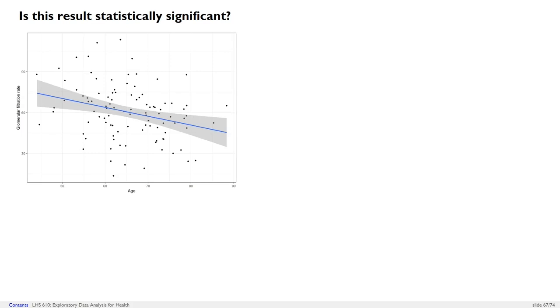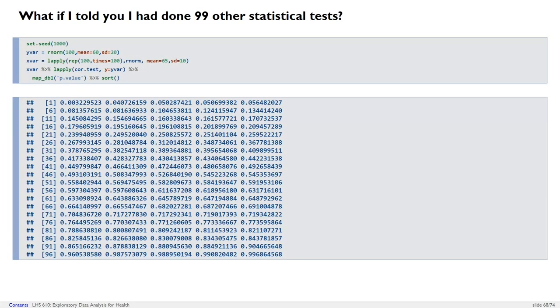I told you the data was synthetically generated. So why is that important? What if I told you I had actually done 99 other statistical tests comparing age and 99 other variables before I compared age to glomerular filtration rate?